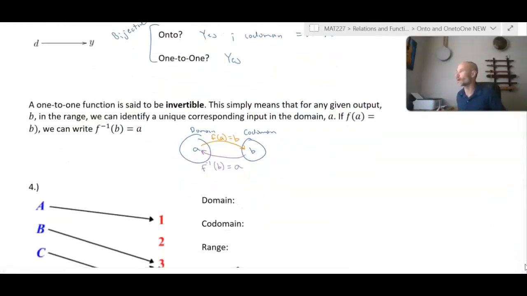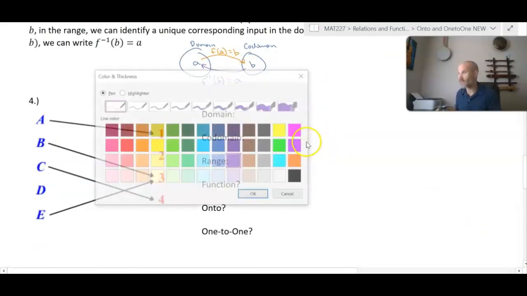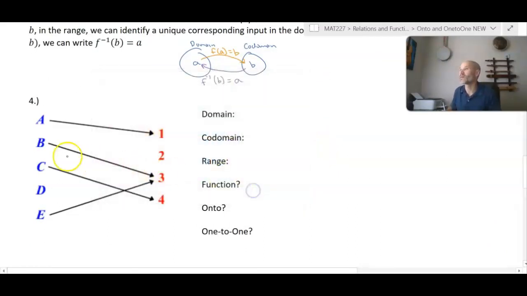All right, let's take a look at a couple more examples here. Here is one where the domain is A, B, D, and E. The codomain is 1, 2, 3, and 4. Okay, the range, the values that are actually mapped to, are 1, 3, and 4. Is this a function? Well, it is actually not, right? Because check out element D.